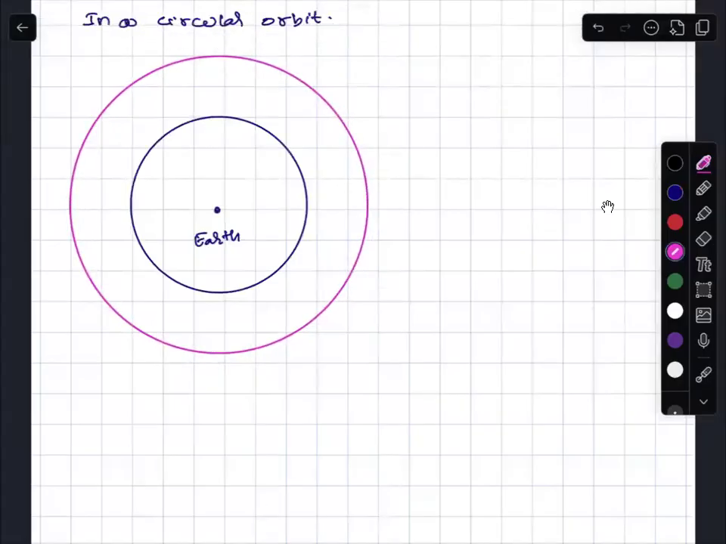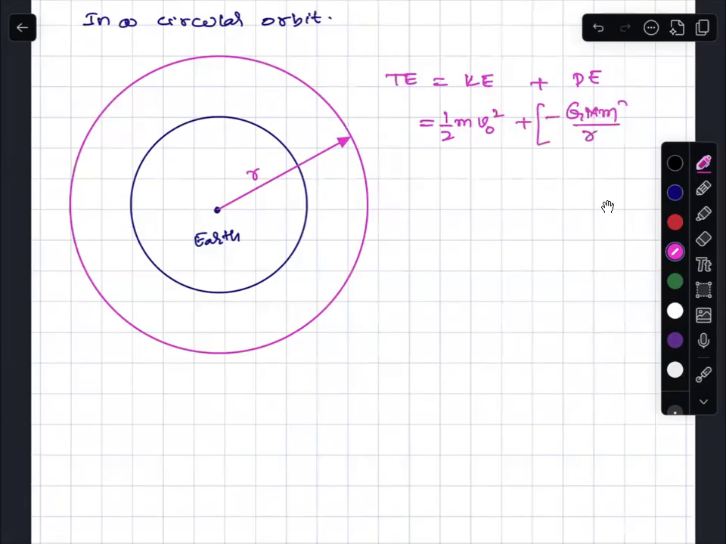Earth, right. Now this is at a distance r. Now what is the total energy here? Kinetic energy plus potential energy: (1/2)mv_orbit² minus GMm/r.